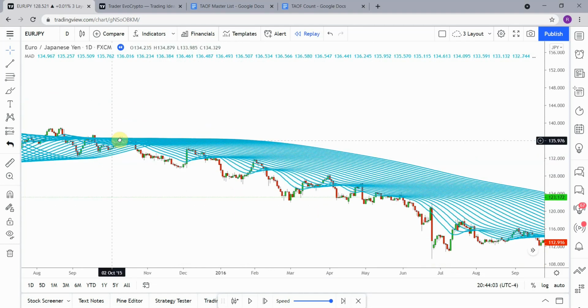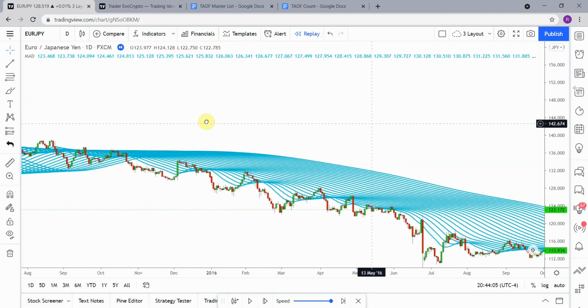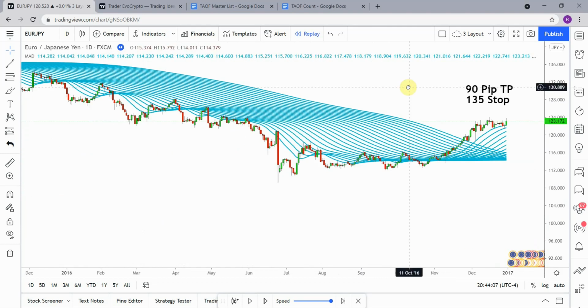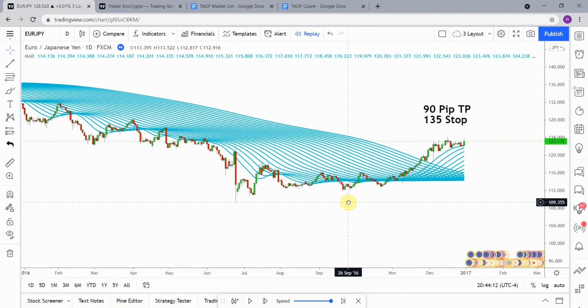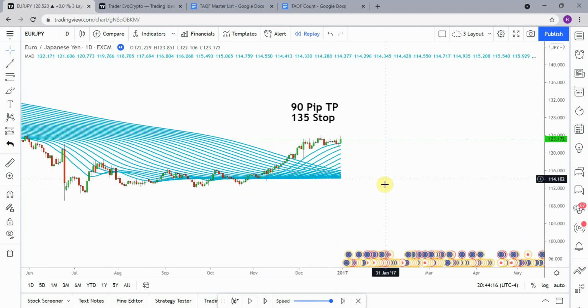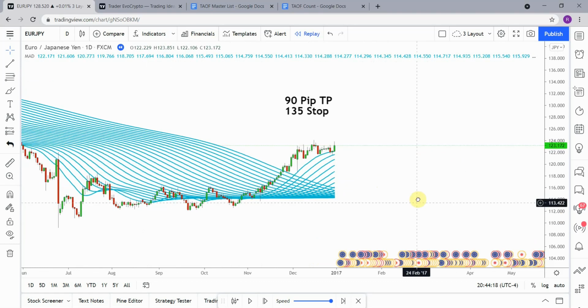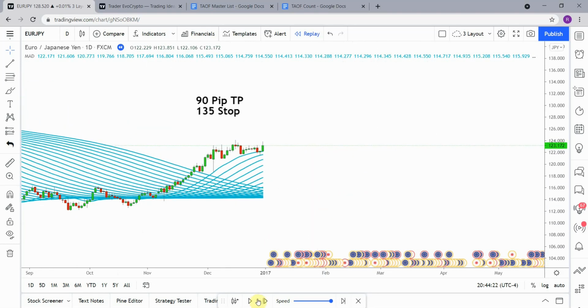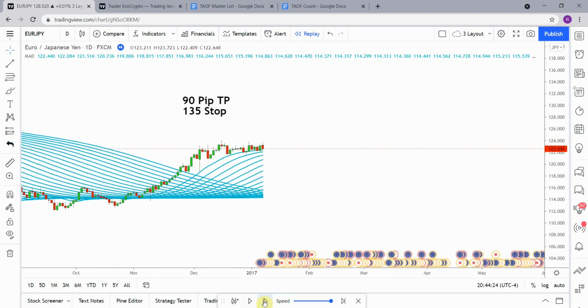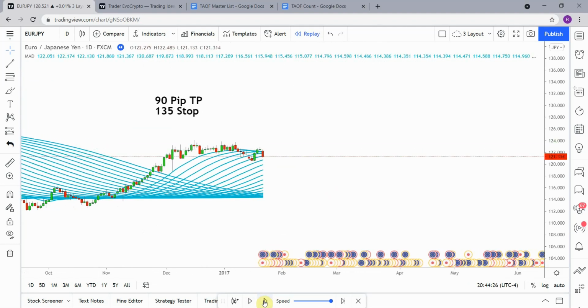All right, so we're looking for price to break out above the cloud or below the cloud, and when it breaks out above, we're going to go long. When it breaks out below, we're going to go short. Pretty simple setup, like I said, not much to it other than that. So let's go ahead and get on with the testing and see what we can get out of this.